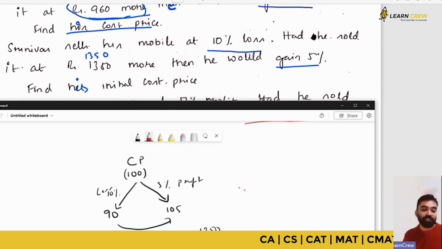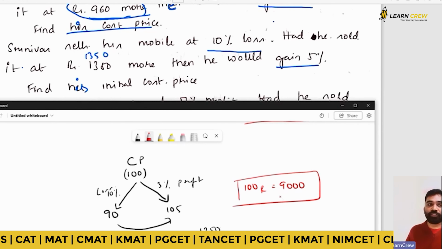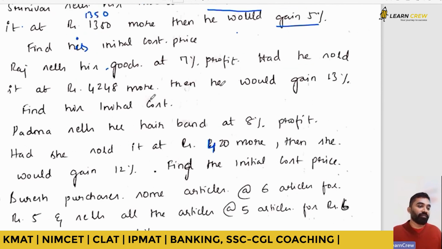If 1R is 90, then what is 100R? It is going to be 9,000. Okay, this is going to be your answer. Clear? Okay. 16th and 17th, do it. Do not make any mistakes.